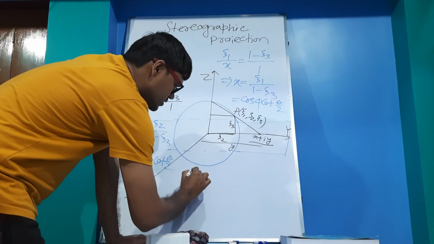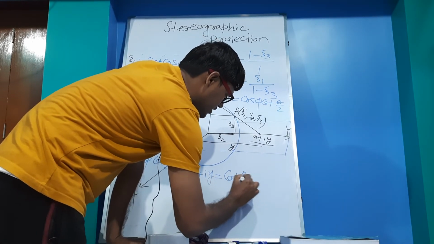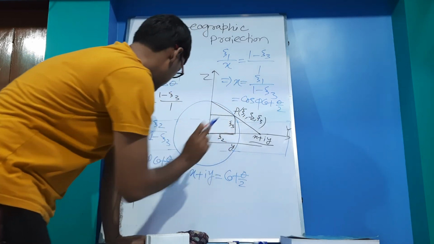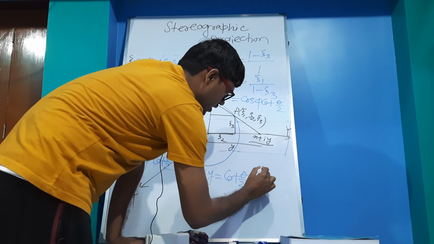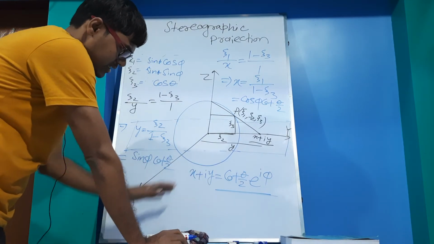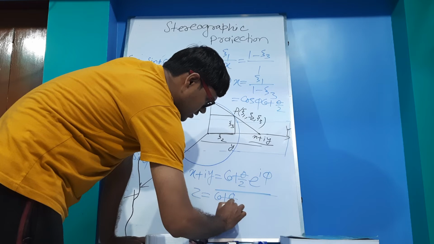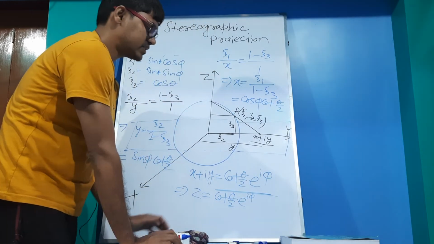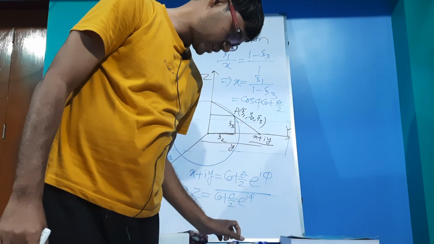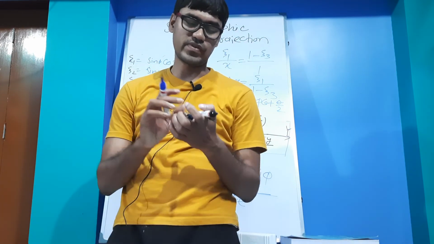So ultimately we get that x plus iy equals cot of theta by 2 common, times cos of phi plus i sin of phi, that is e to the power i phi. So this is the relation. Now take z equal to this; any complex number can be mapped to a point on the sphere. So this is the mapping, and you can check this mapping is a bijective mapping, and so the conclusion is that we can map a point from the plane to a point on the sphere.